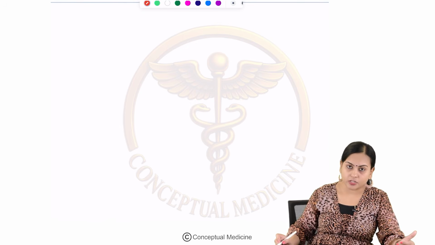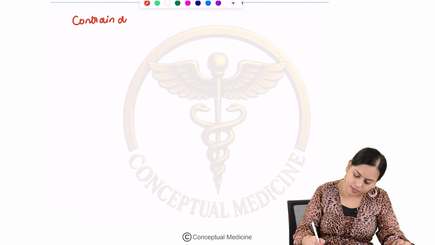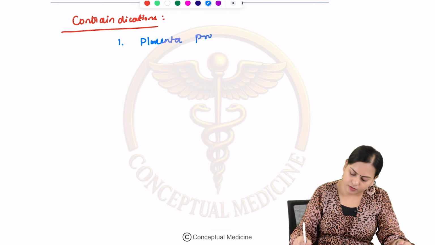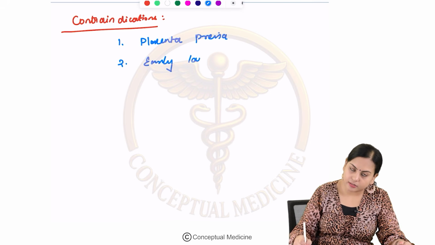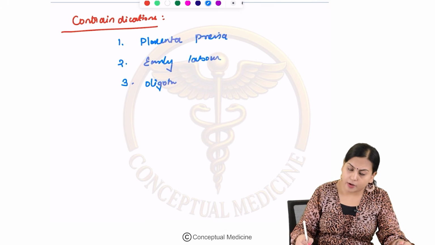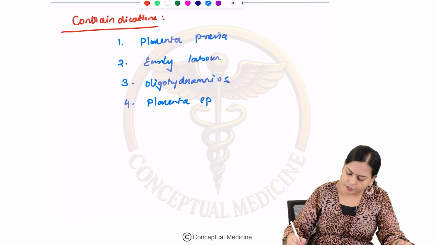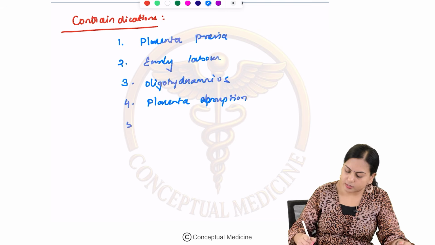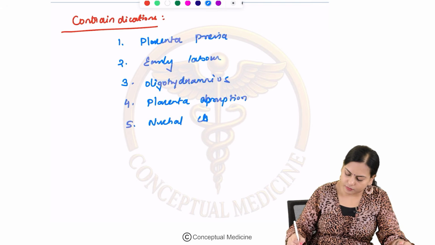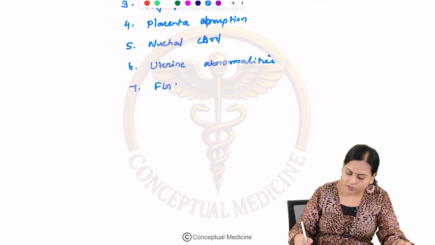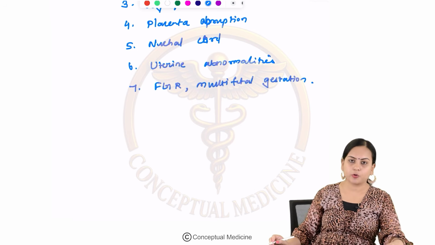Now, let's also see what the contraindications are. Contraindications for performing external cephalic version: placenta previa, when labor has started, when there is oligohydramnios, placental abruption, nuchal cord, uterine abnormalities, fetal growth restriction or multifetal gestation. So, in all these cases, don't ever think about doing external cephalic version.